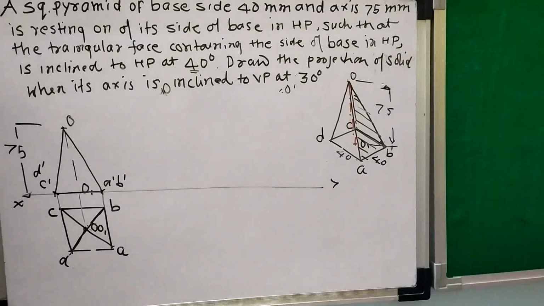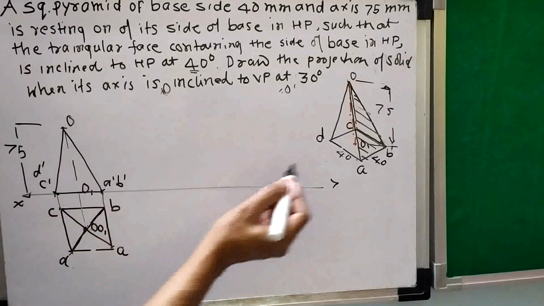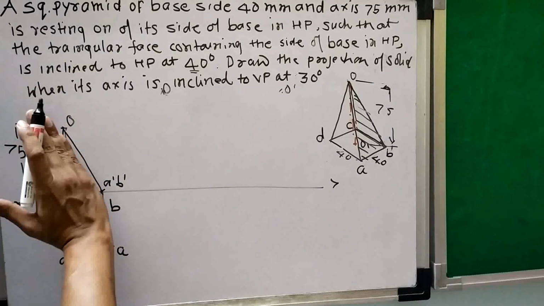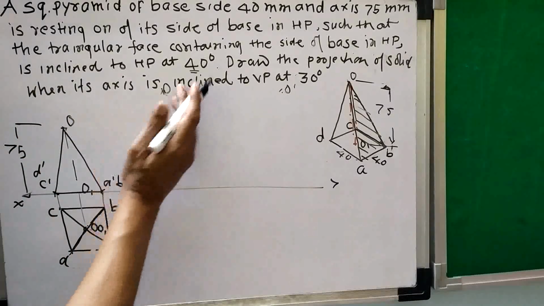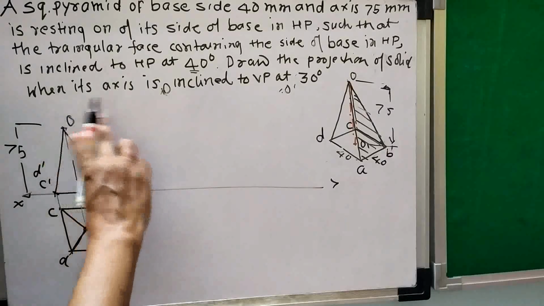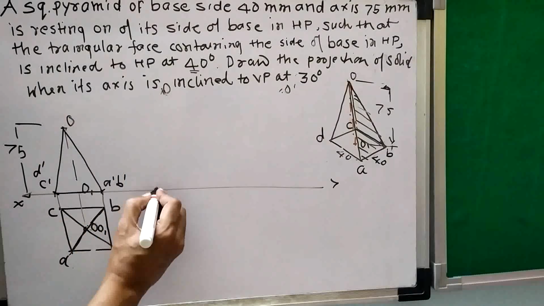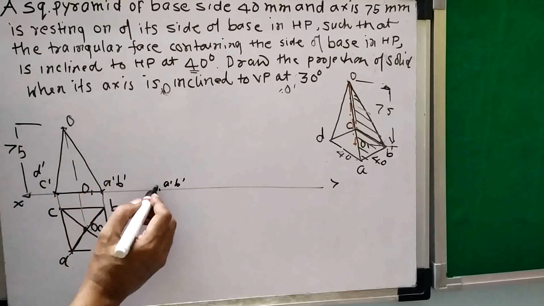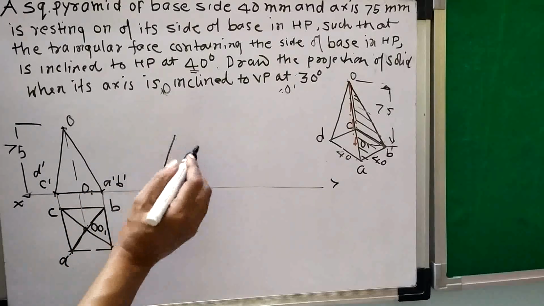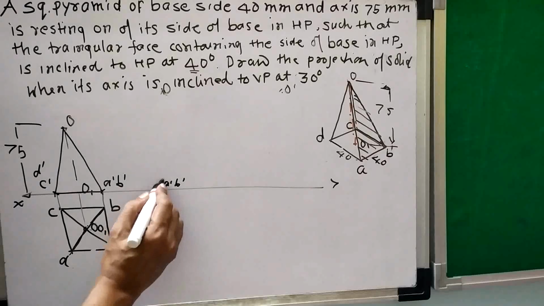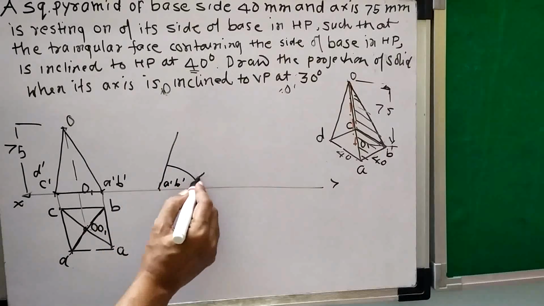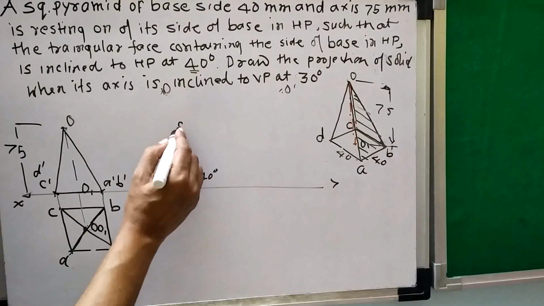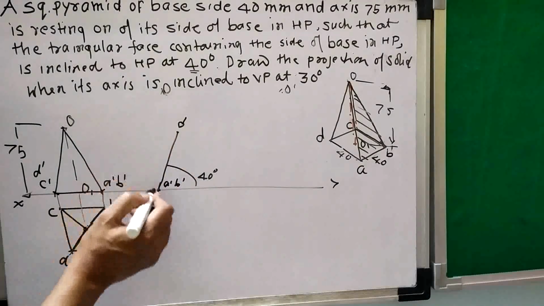Now this triangular face OAB looks like a line. This is inclined to HP at an angle of 40 degrees. So I will keep this and turn it on the HP. So A dash, B dash is already on XY. So I will keep this line making this inclination 40 degrees. So this inclination is 40 degrees. I will cut this length here. So this O dash, and I will redraw this triangle.